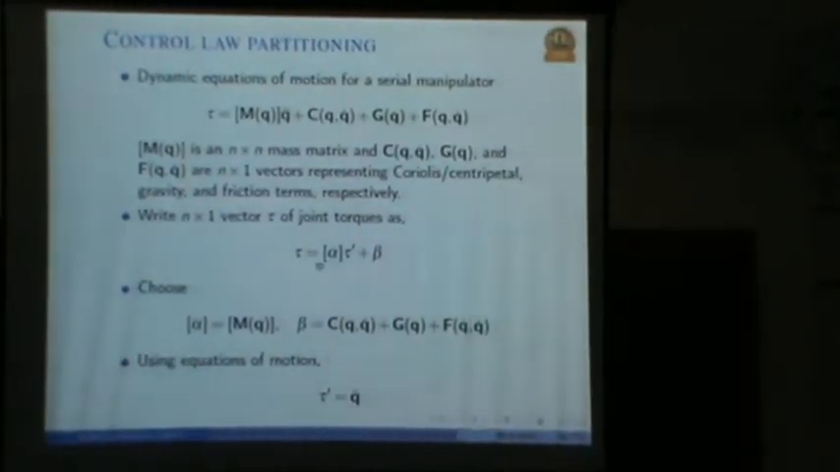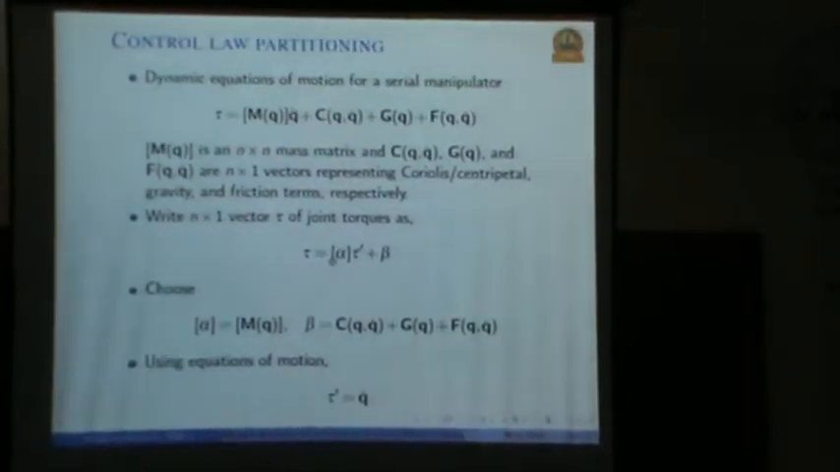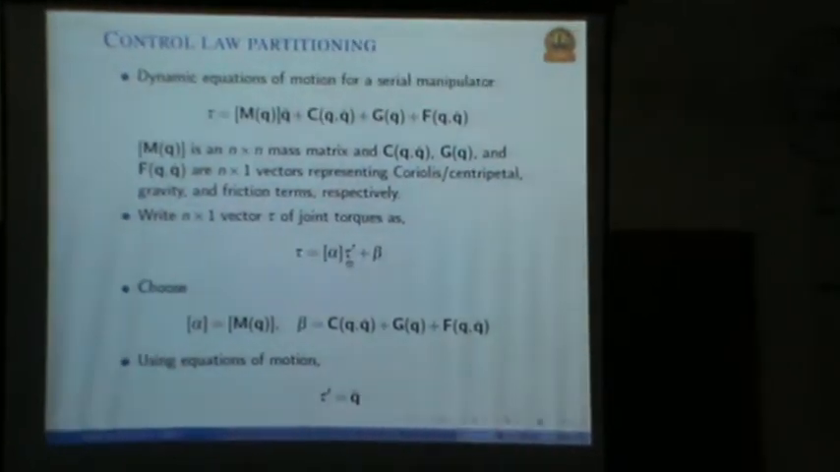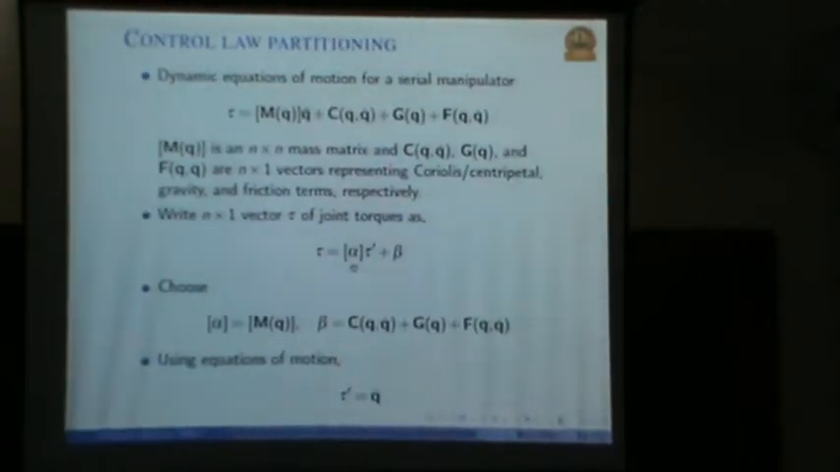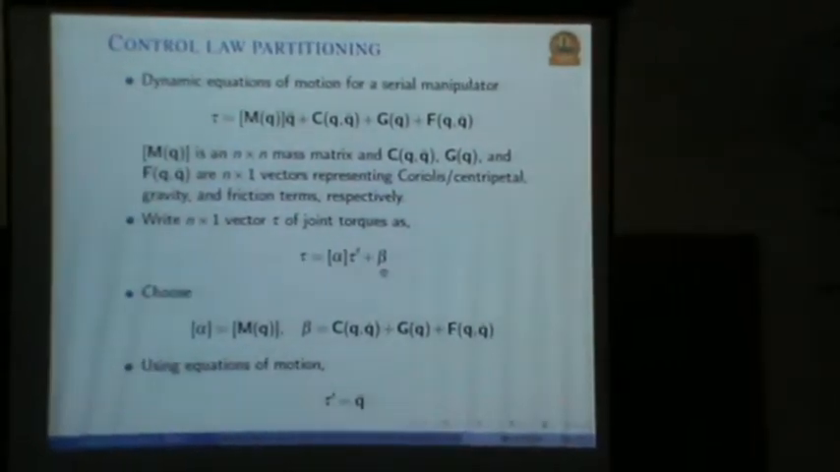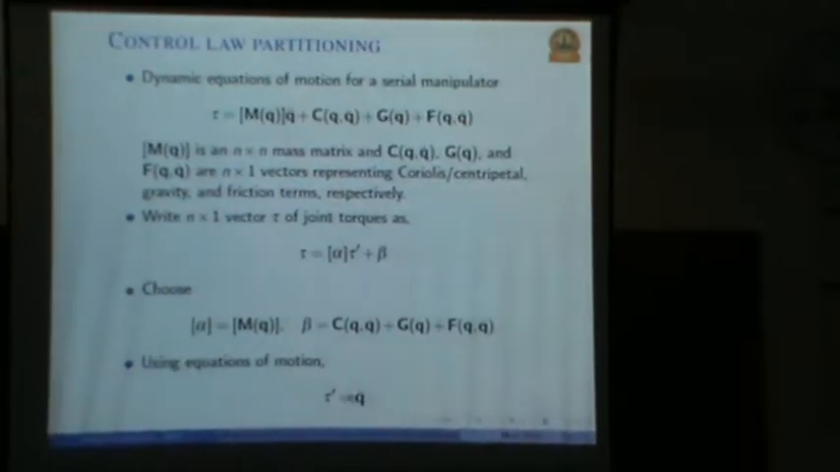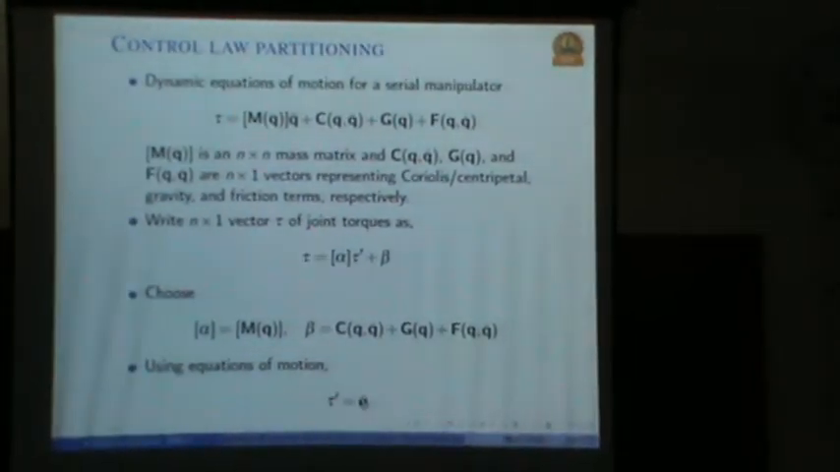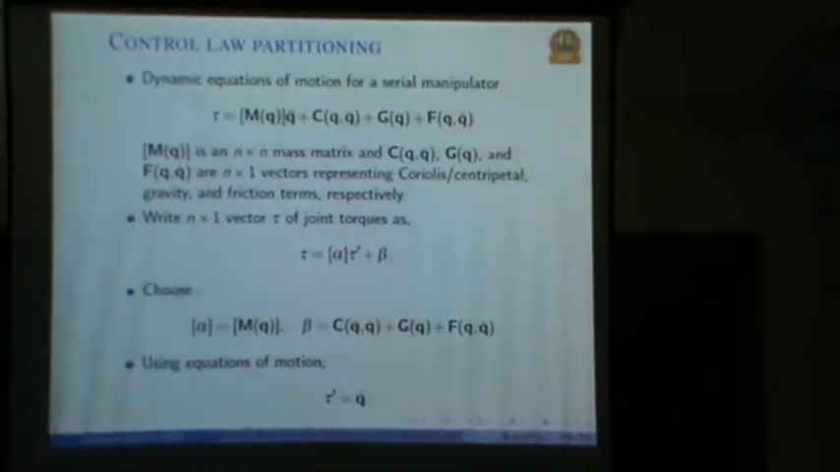This is the basic equation, the most important equation. So we have PD control, which I already know what I am doing. I'll multiply by some mass matrix, which is M, and I'll add this. If you were to do this, then you can see that the effective equation is a linear equation. So tau prime is equal to Q double dot.